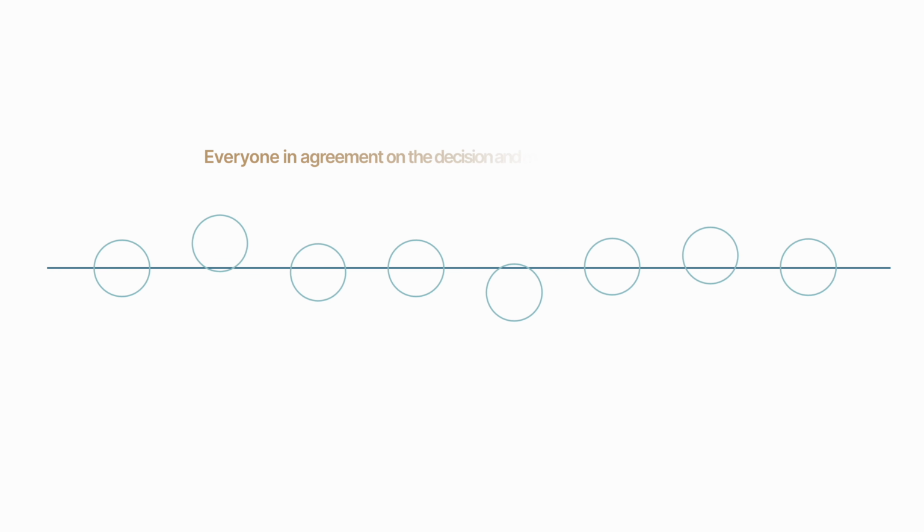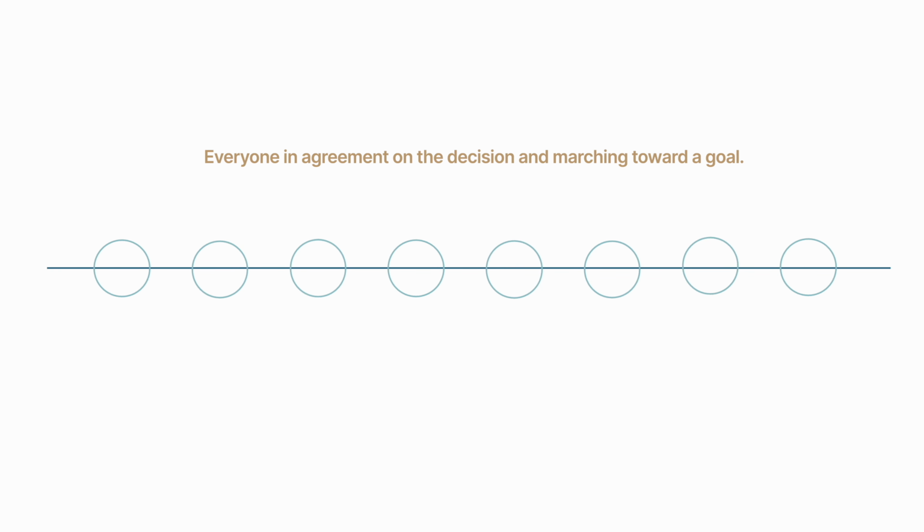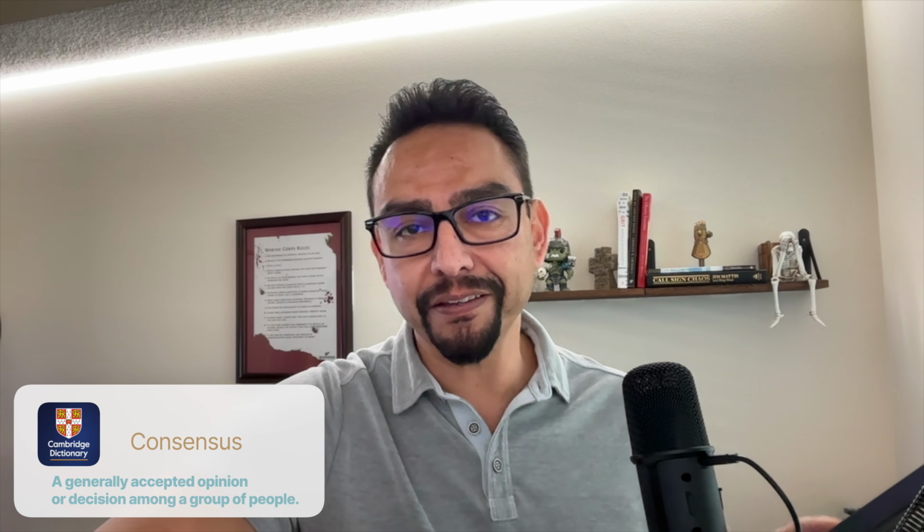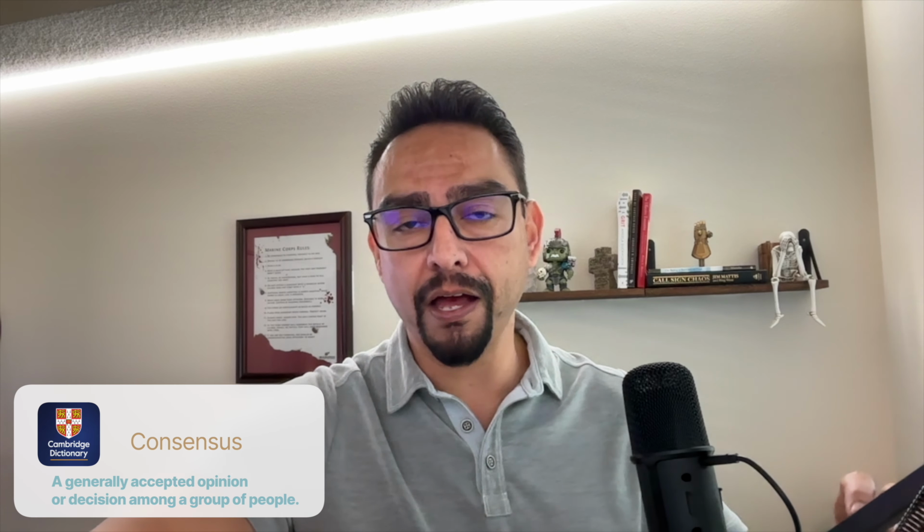Okay, so what is alignment? People typically think about alignment something like this. The problem with thinking about alignment this way is that really that's consensus, because the whole idea there is everybody's getting in line, and the whole idea is, hey, we all agree. And that's not necessarily what alignment is.